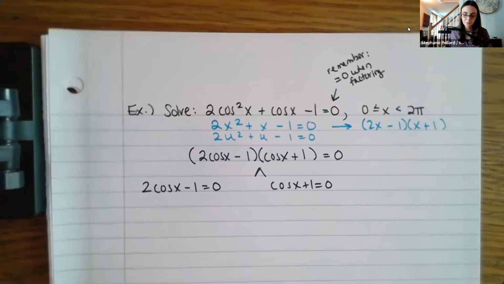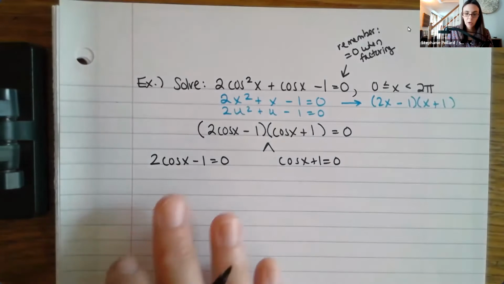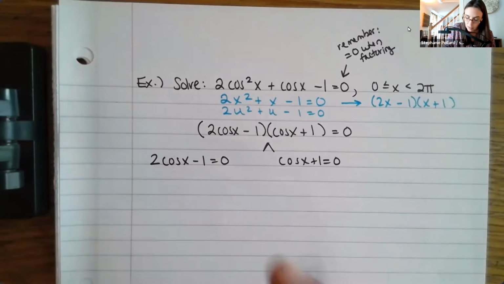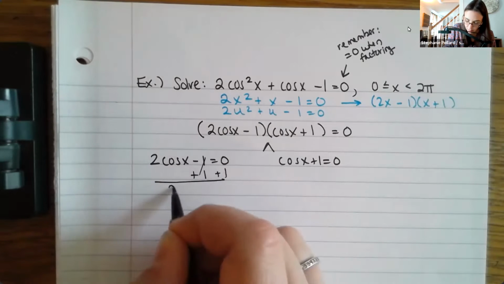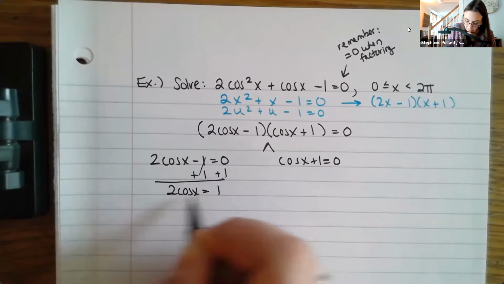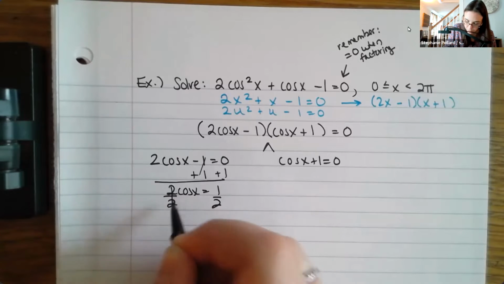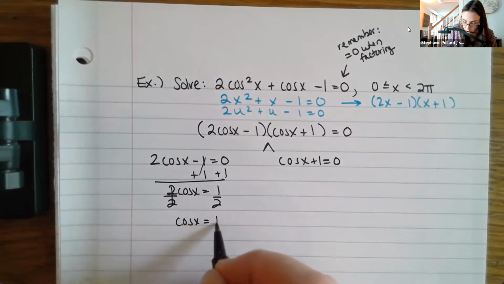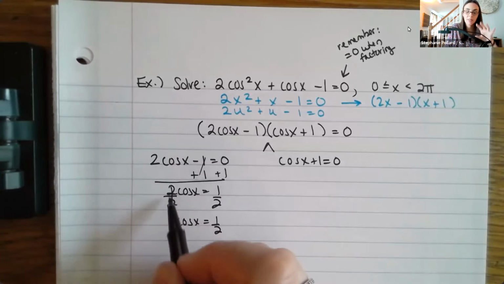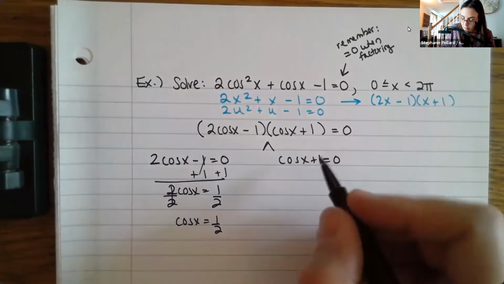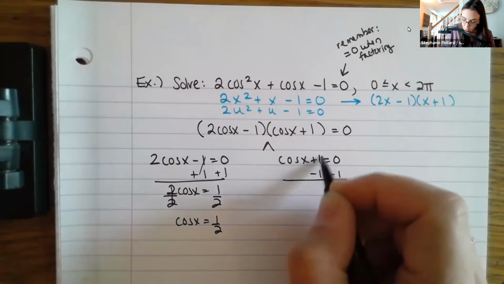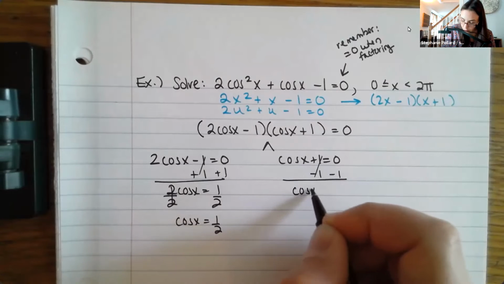Now for each one, you're going to go ahead and solve for cosine x. So here, think about your regular solving techniques. I'm going to add 1 to both sides, and then I'm going to divide by 2. Notice that I'm okay to divide by 2 because the 2 is outside of the cosine function, right? It's not being plugged in. So that's a little bit different here than we saw in the last couple of examples.